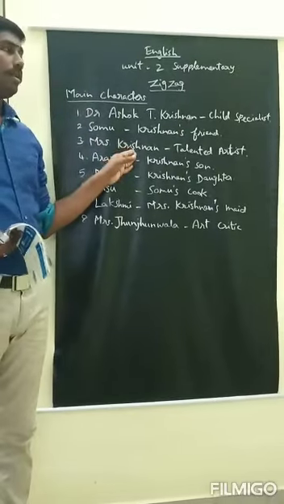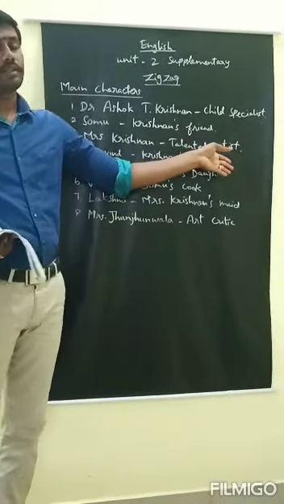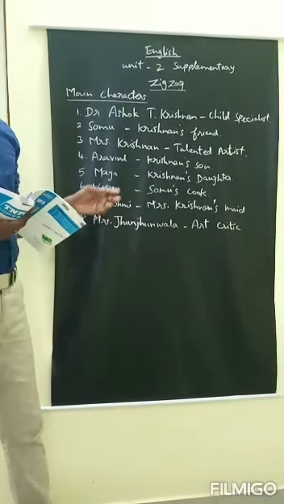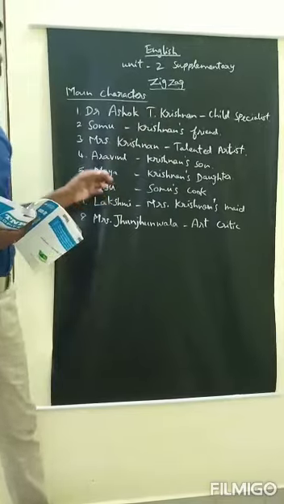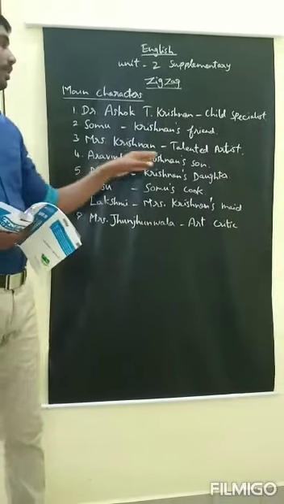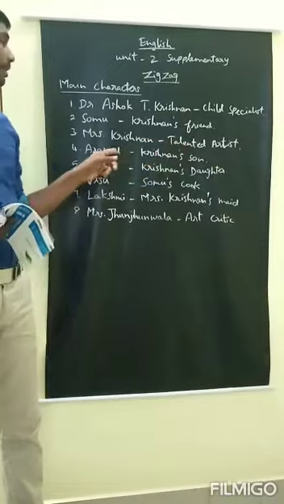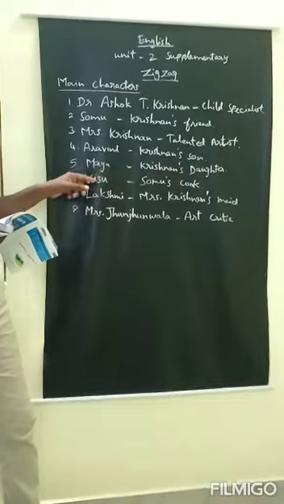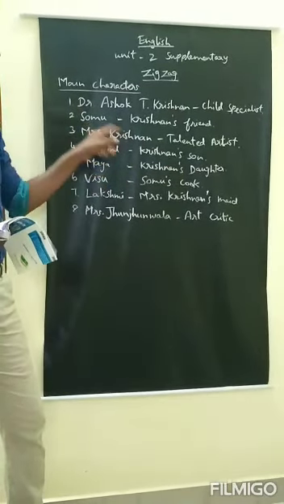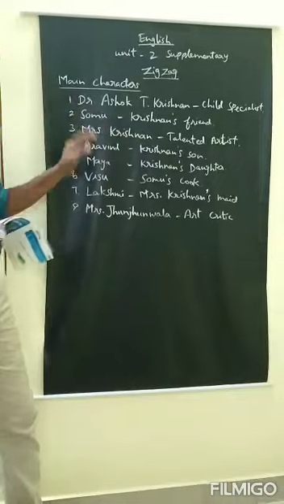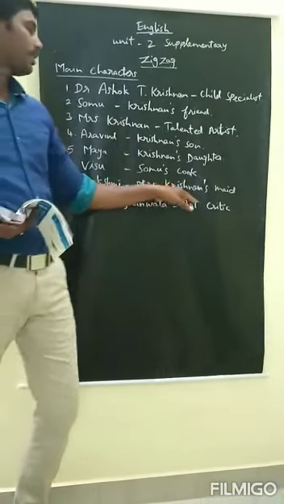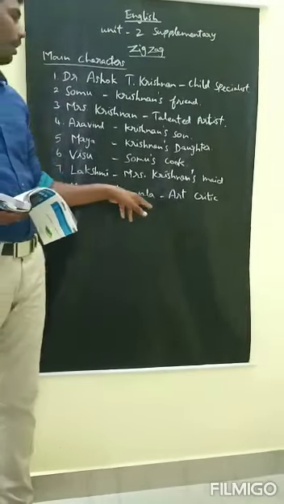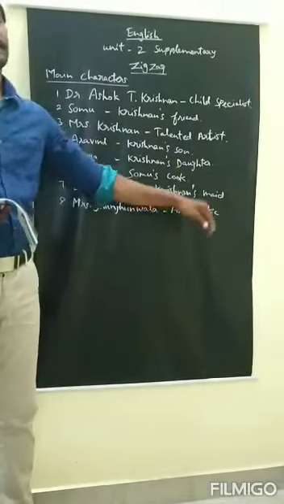Mrs. Krishnan is a talented artist. She is a painter. She paints many pictures. Aravind is Krishnan's son, the elder son. Maya is Krishnan's daughter, the younger one. Visu is Somu's cook. Lakshmi is Mrs. Krishnan's maid. And Mrs. Junjunwala is an art critic.